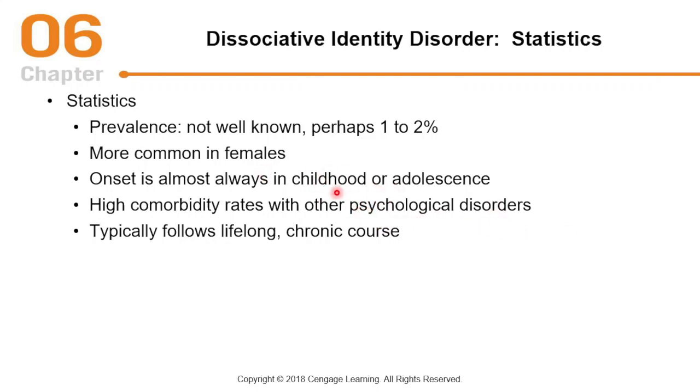So when they grow older, it does not become molded into one persona. It has also high comorbidity rates with other psychological disorders, and it typically follows a lifelong chronic course. That is, unless it's treated.